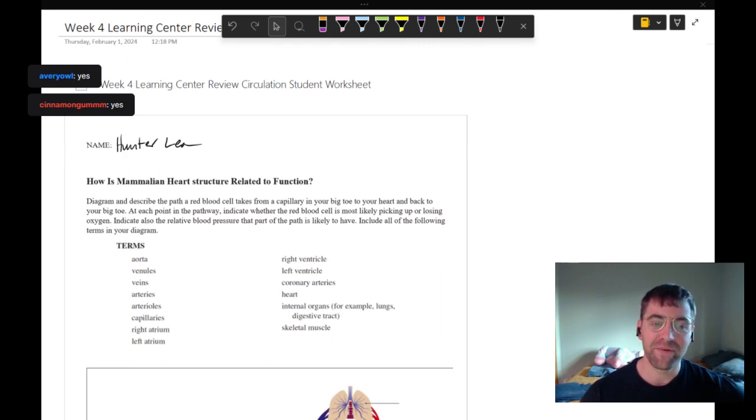First exercise here. How is mammalian heart structure related to function? Diagram and describe the path a red blood cell takes from a capillary in your big toe to your heart and back to your big toe. And at each point in the pathway, indicate whether the red blood cell is most likely picking up or losing oxygen. Indicate also the relative blood pressure that part of the path is likely to have, and include all of the following terms in your diagram.